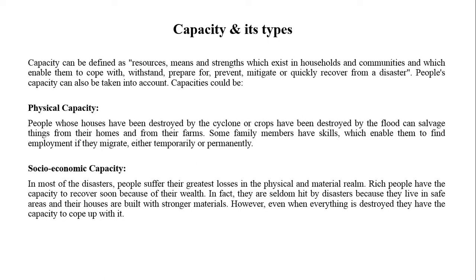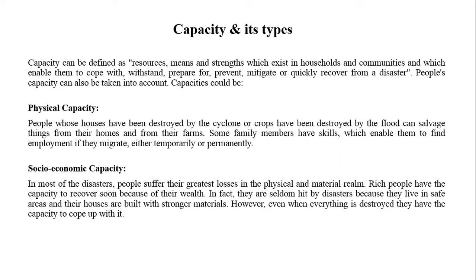Some family members have skills which enable them to find development if they migrate either temporarily or permanently. In socio-economic capacity, in most disasters, people suffer their greatest losses in the physical and material realm. Rich people have the capacity to recover soon because of their wealth. In fact, they are seldom hit by disasters because they live in safe areas and their houses are built with stronger materials. However, even when everything is destroyed, they have the capacity to cope with it.